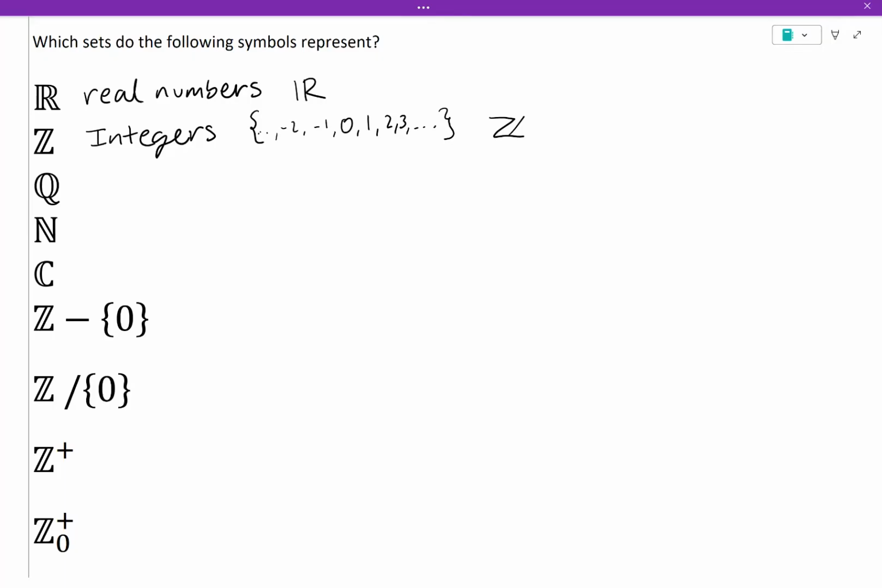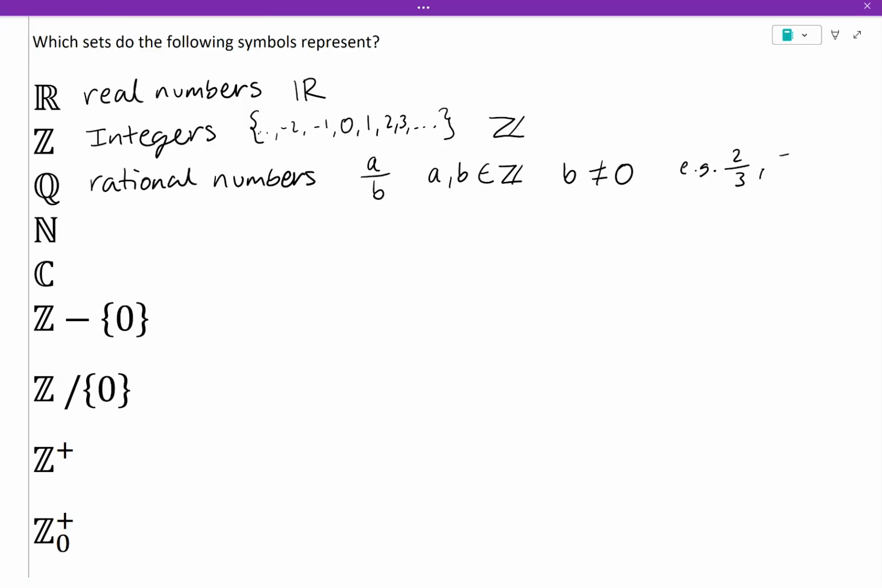Q is your rational numbers. Rational numbers are numbers that can be written as fractions a/b, where a and b are integers. However, b cannot be equal to 0, because we cannot have 0 in the denominator of a fraction. For example, 2/3 is a rational number. An integer is also a rational number because 5 can be written as 5/1.